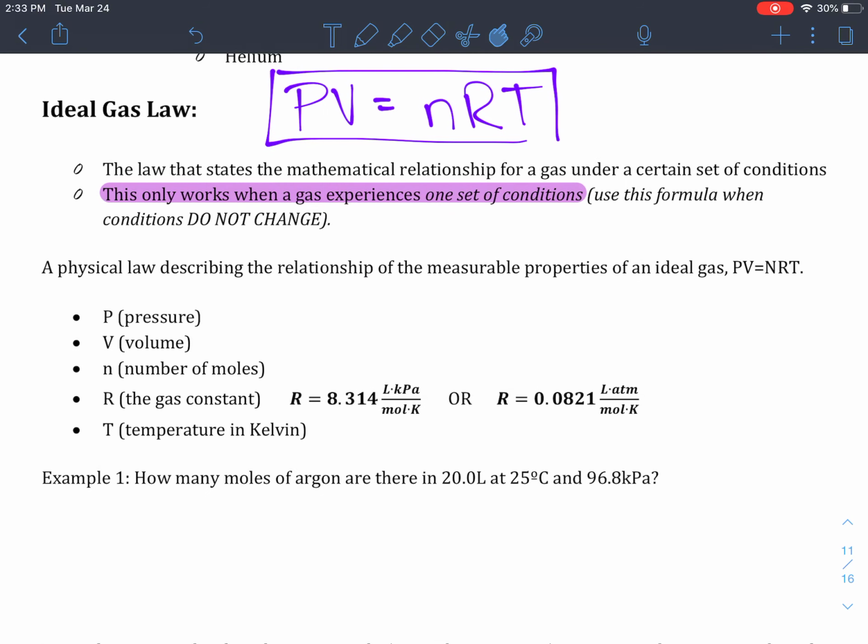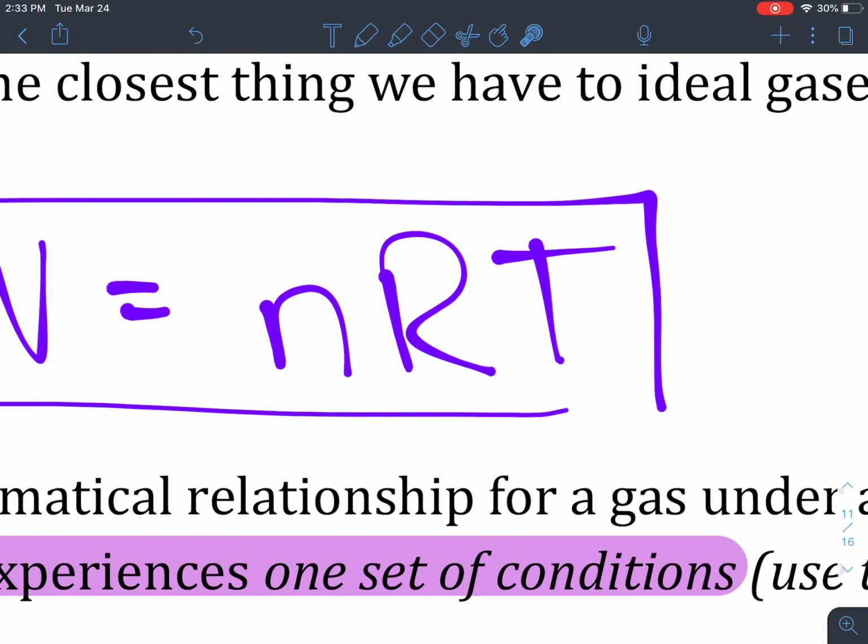Let me explain a couple things. You should already know what P stands for. P does stand for pressure. V stands for volume. N is still number of moles. T is still temperature. R is the new guy. R represents a constant.